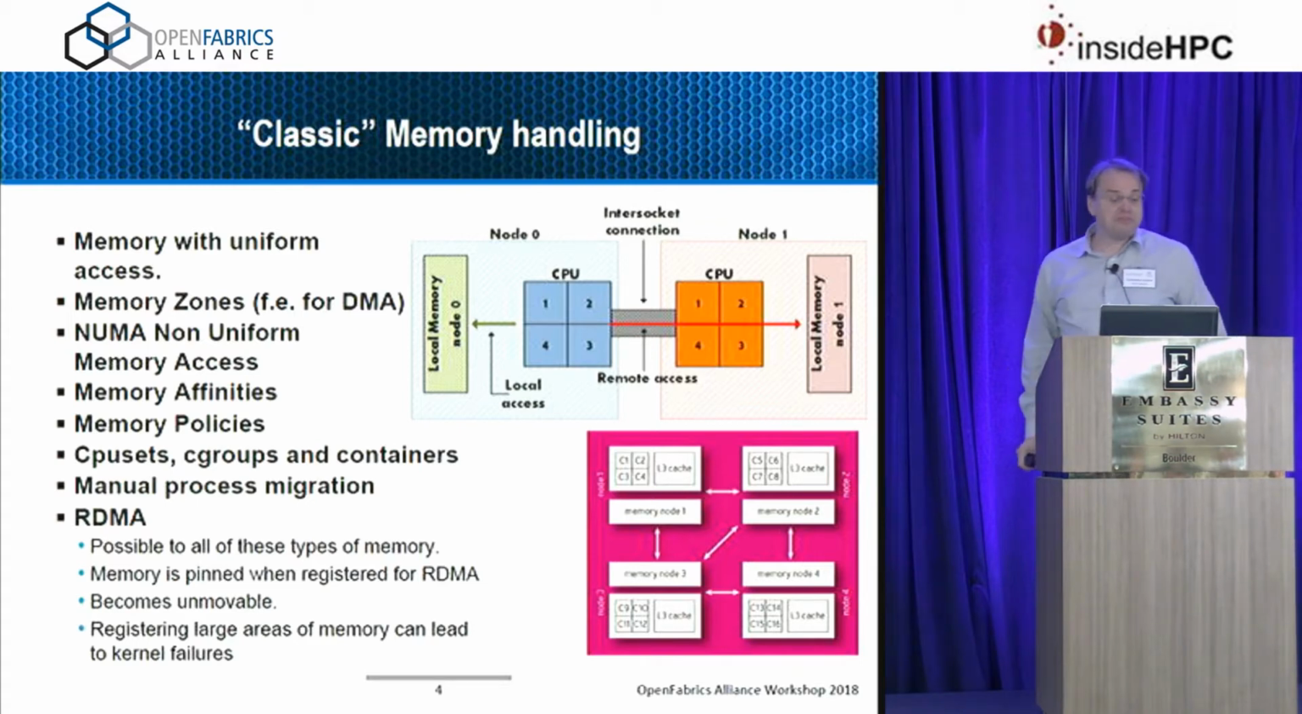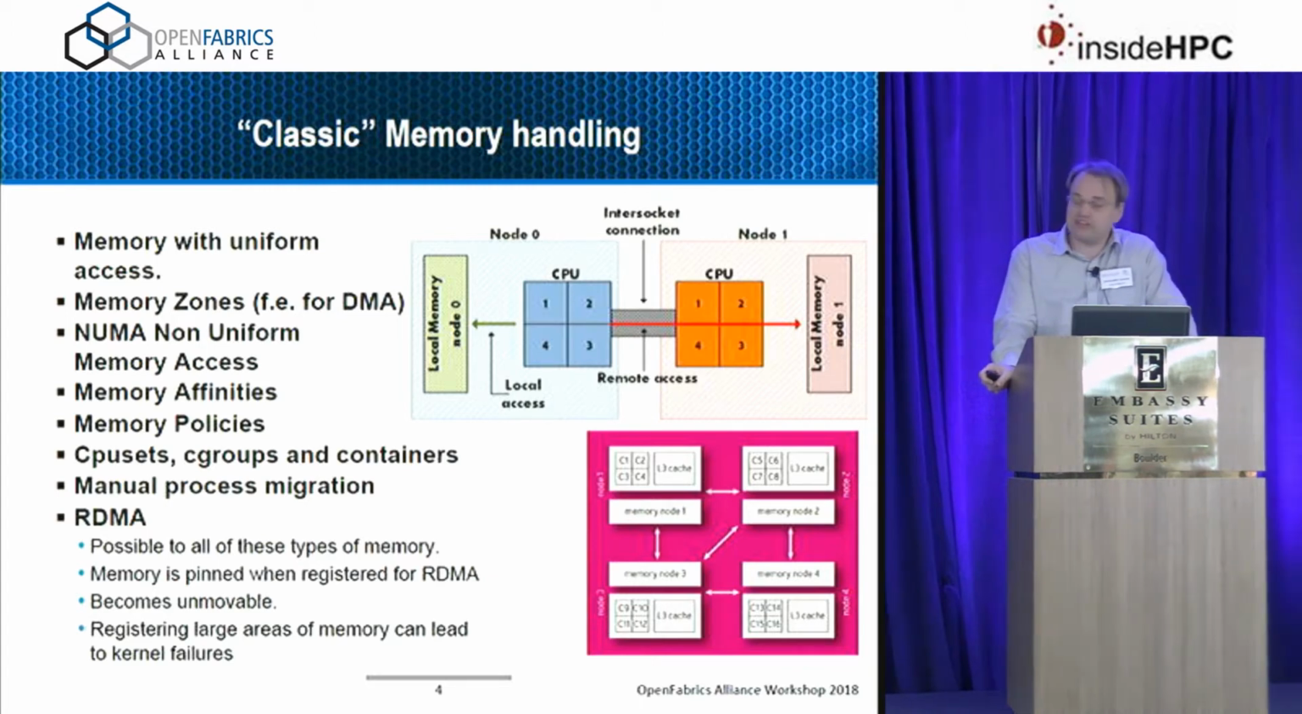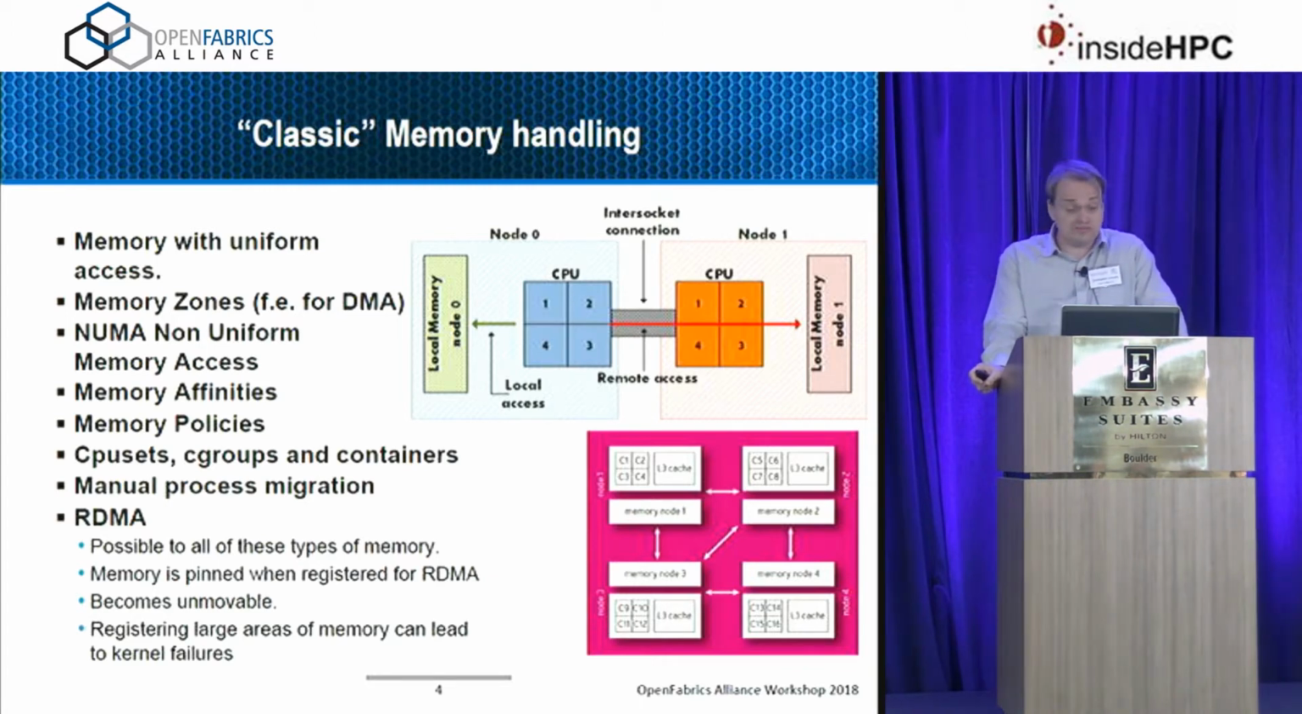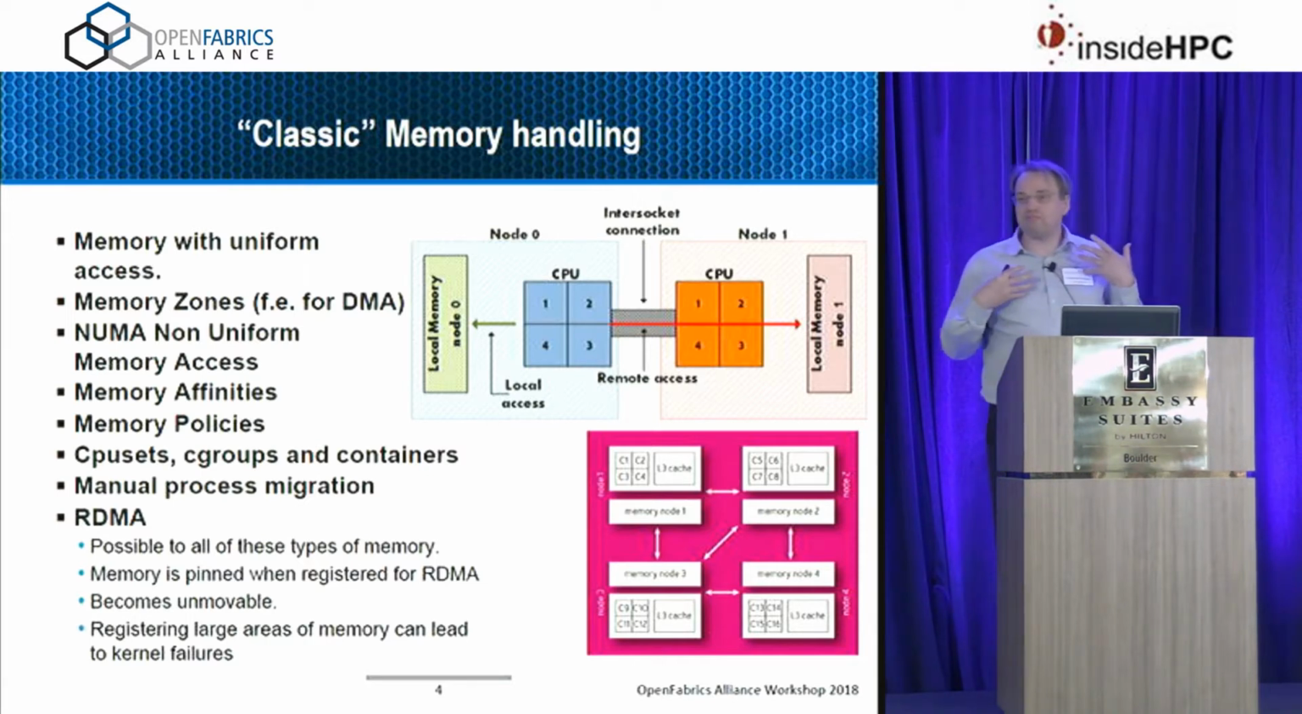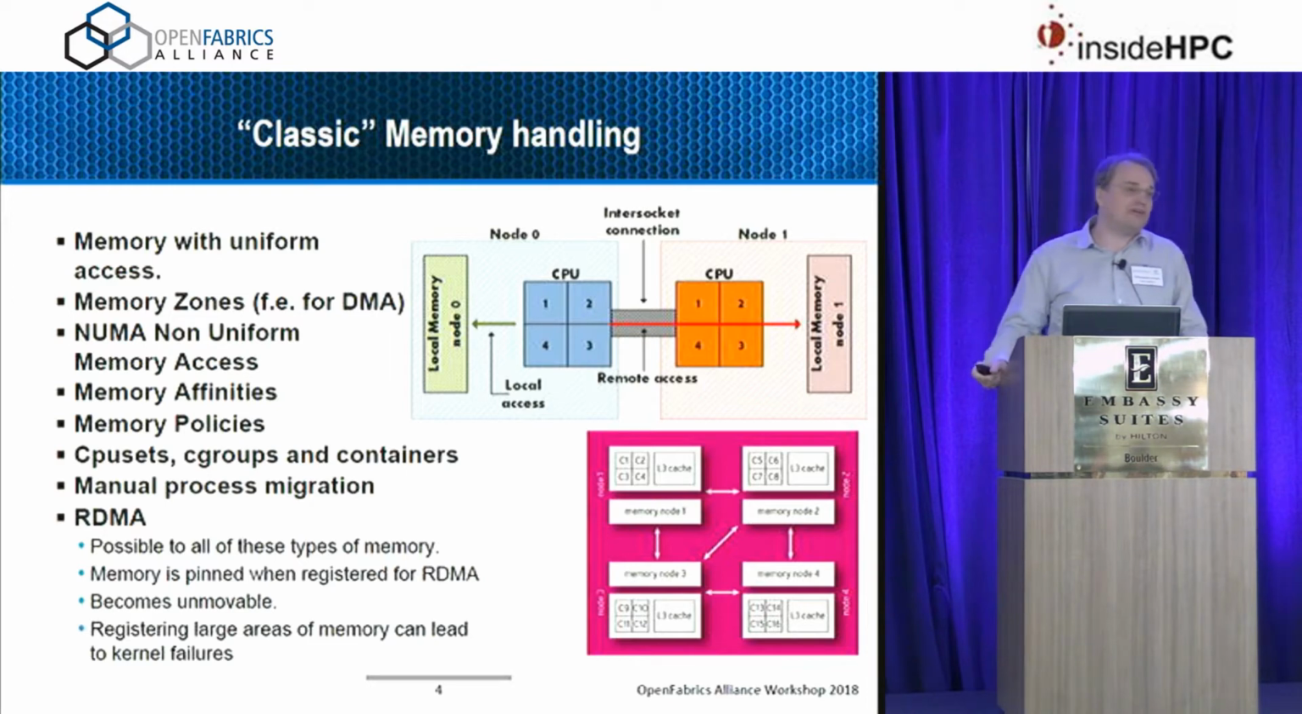With that come memory affinities. So which one is closer? And the system makes intelligent decisions and tries to guesstimate where you would like the memory to be. If you don't want that, you can specify memory policies. You can override the default behavior of the system and tell the system, I want memory from that node because I know my process is going to migrate there or something.